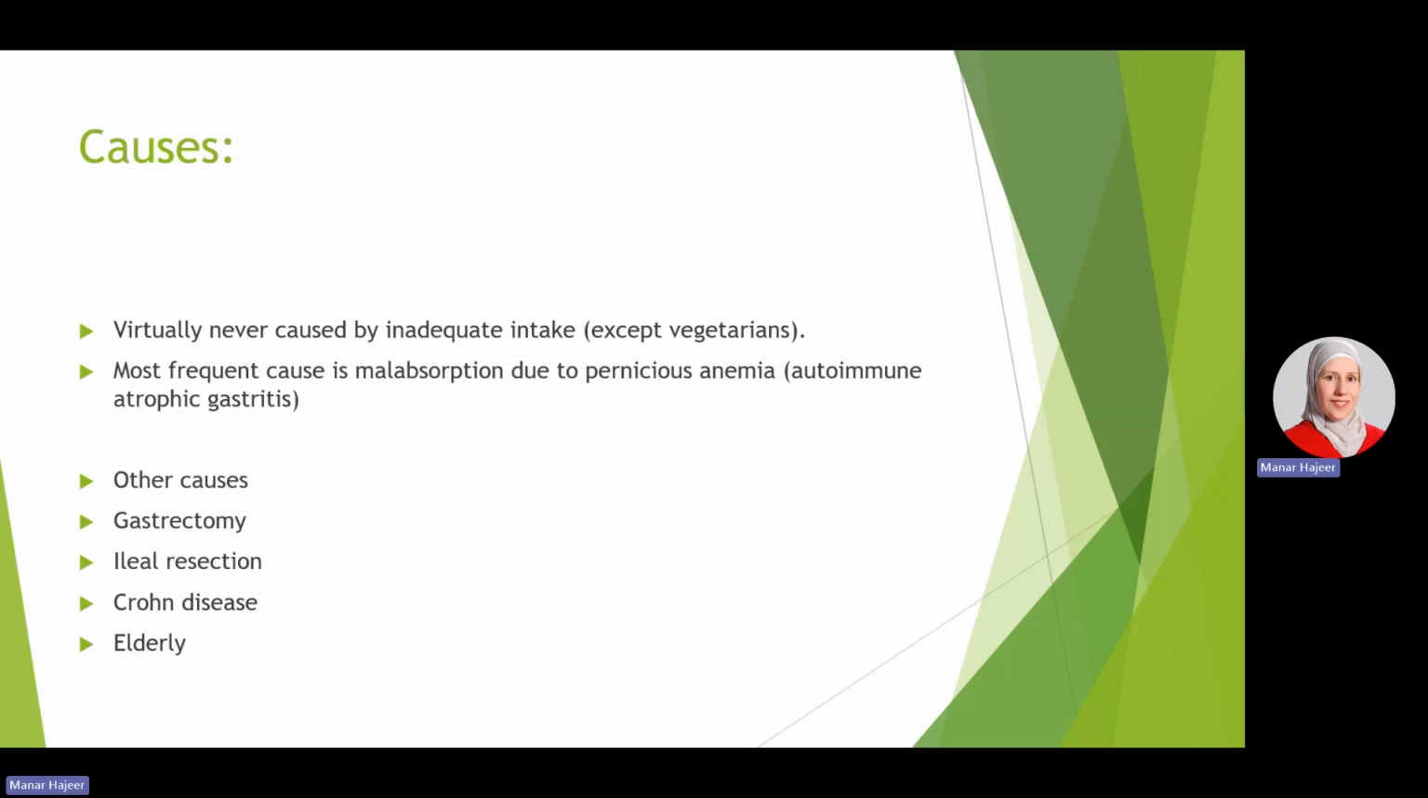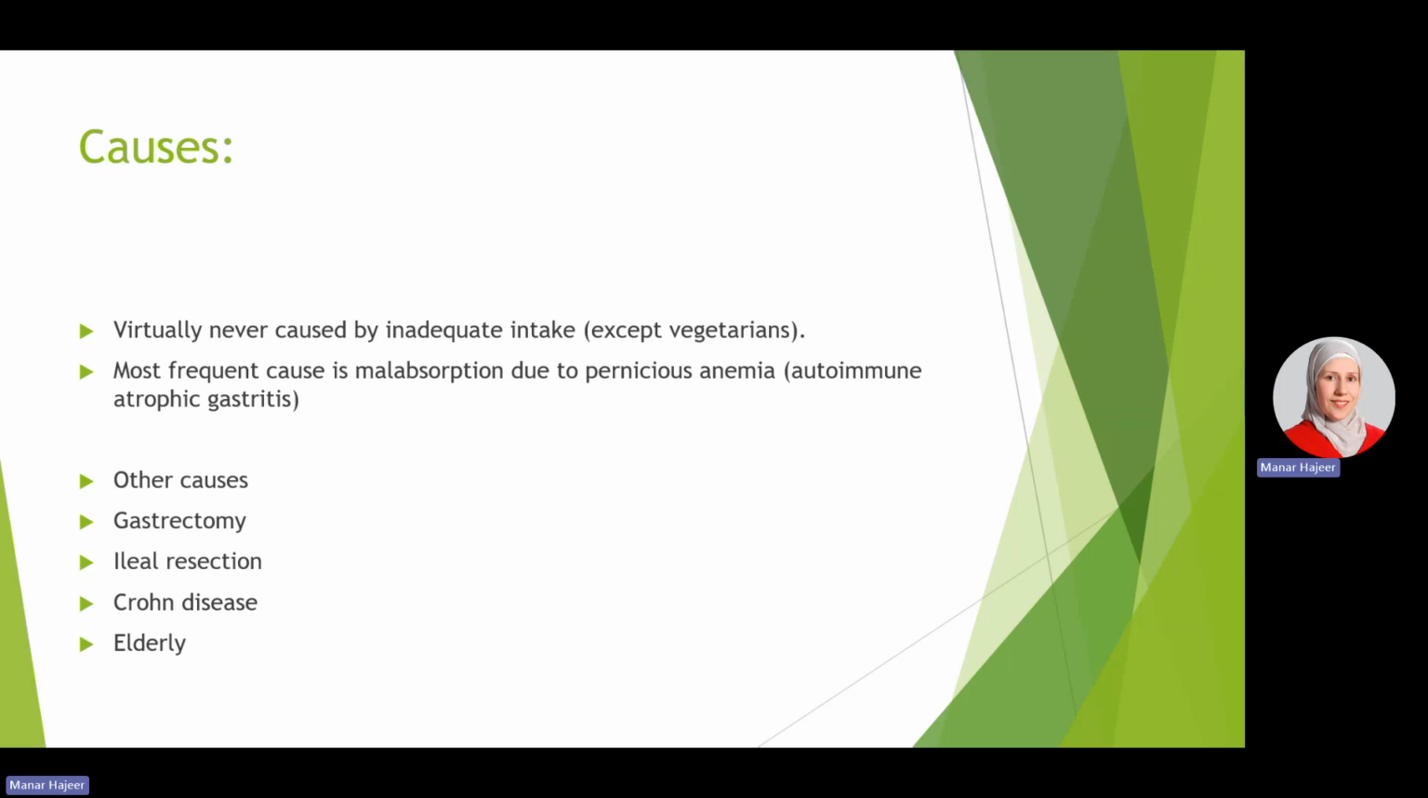The most frequent cause is malabsorption, which is mostly due to pernicious anemia or autoimmune atrophic gastritis, because in this disease there will be destruction of the parietal cells in the stomach, and therefore there will be no production of intrinsic factor, and therefore there will be no absorption of vitamin B12.